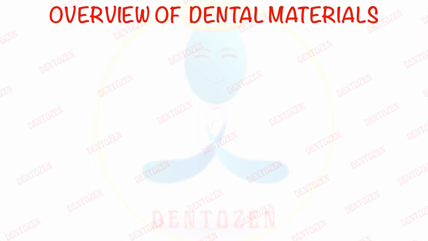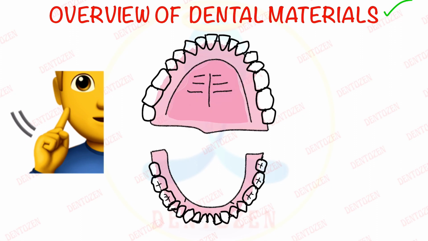Today we are here with our first video on dental materials, where we are going to have an overview of dental materials. Now suppose a patient comes to your clinic with tooth pain and when you look inside his mouth you can actually see a tooth with deep carious lesion which has involved pulp. So what will you do now? You cannot leave it like that.